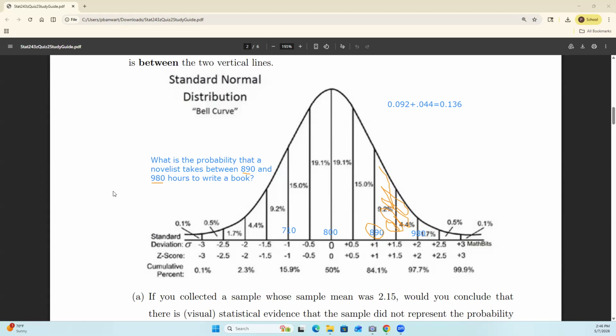All right. And so that's how you could use this to ask questions about an individual novelist, right? Because this is the probability distribution for a random variable x. But now let's introduce the central limit theorem. Here's x. If I took a sample and found a sample average for the writers, what do you think that sample average would be close to? 800, because it's going to be close to the average of any individual observation.